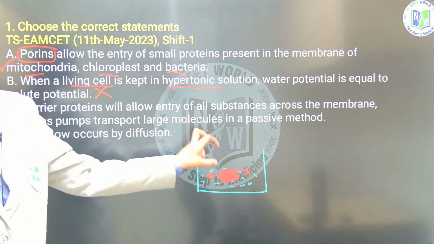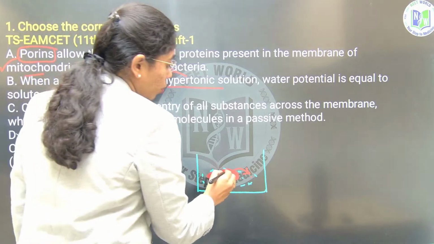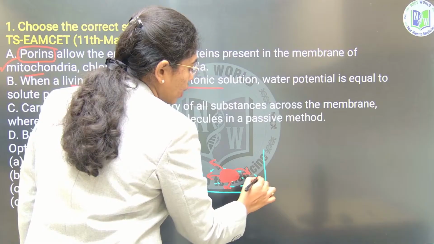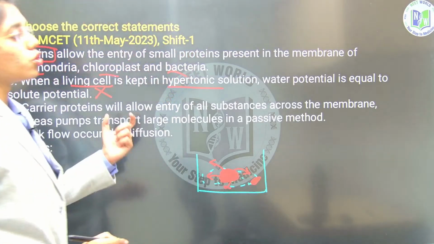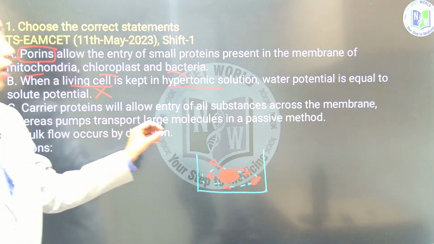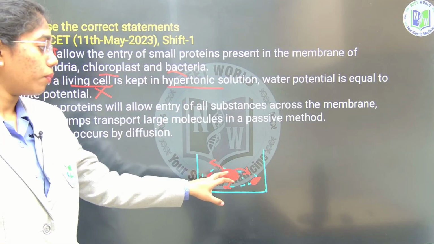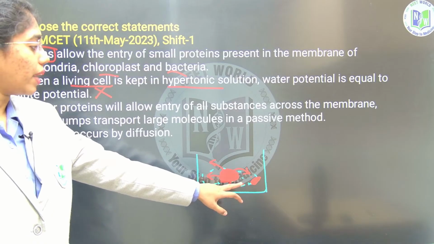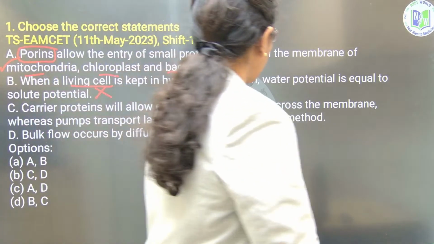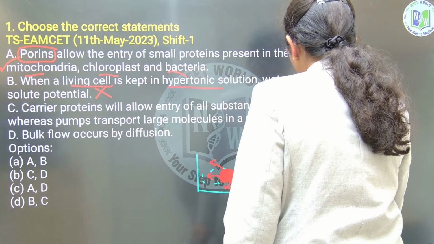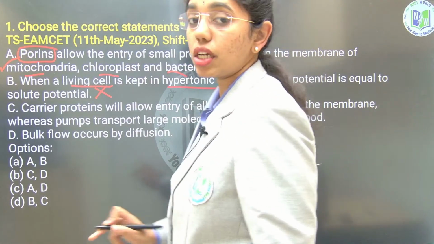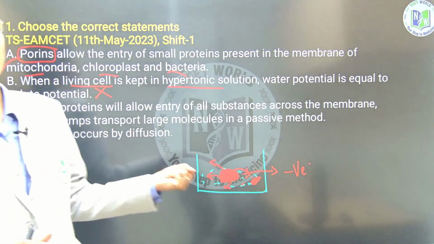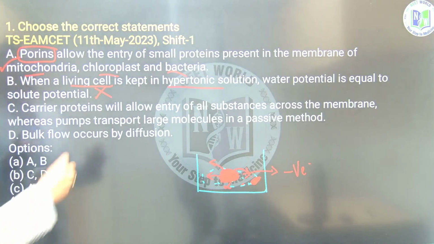As the cell is placed in the hypertonic solution, water molecules will exit out of the cell and the cell will shrink eventually. So here there is no equal water potential. Water potential differs between the inside of the living cell and the hypertonic solution. Negative water potential will be present in the hypertonic solution when compared to the living cell. That is the reason water molecules will move out of the living cell, which leads to the shrinkage of the living cell. So option B is wrong.